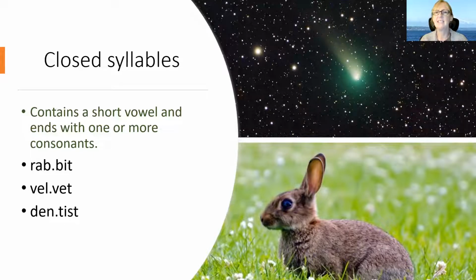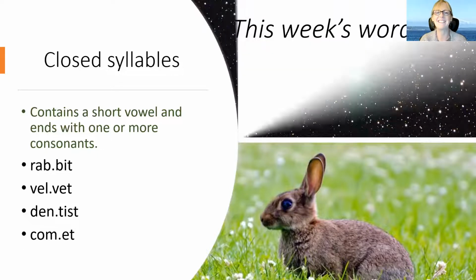Dentist, den, short E sound, closed up with the N, tist, closed up with the ST, that short I sound. And comet, comet, like the cat is on the chair, that's that short O sound. Et, closed up with the T. It doesn't even have to have a consonant before it to be a closed syllable. Et is a short syllable. It's closed up with our consonant T.